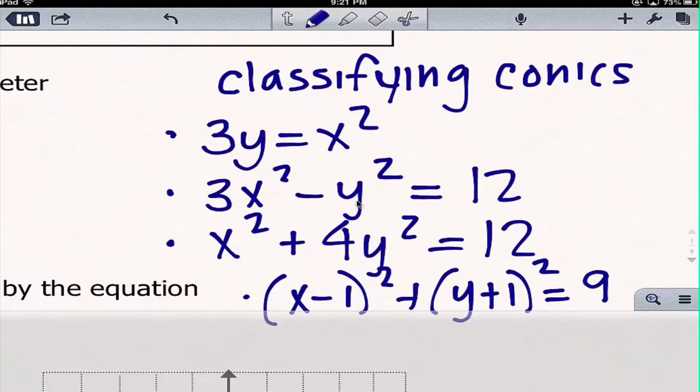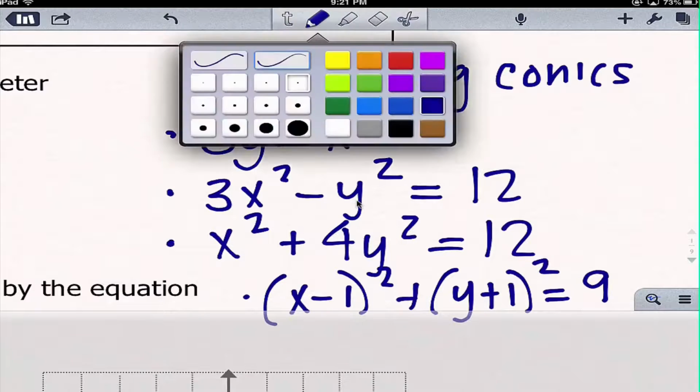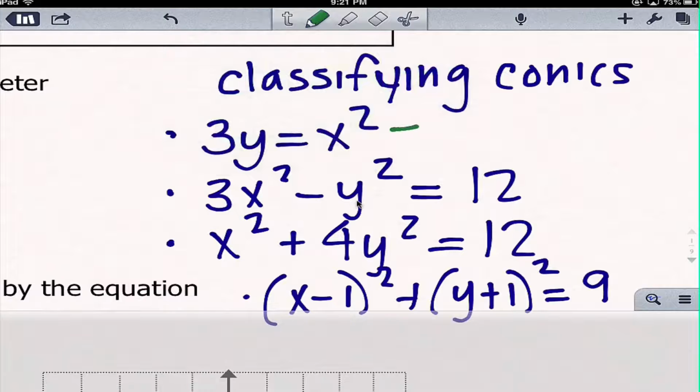Parabola. I know something is a parabola if only x is squared or only y is squared. So if we only have one variable that's squared, then I know it's a parabola. For example, if I look at this first problem here, we would say this is a parabola because I only have x being squared.